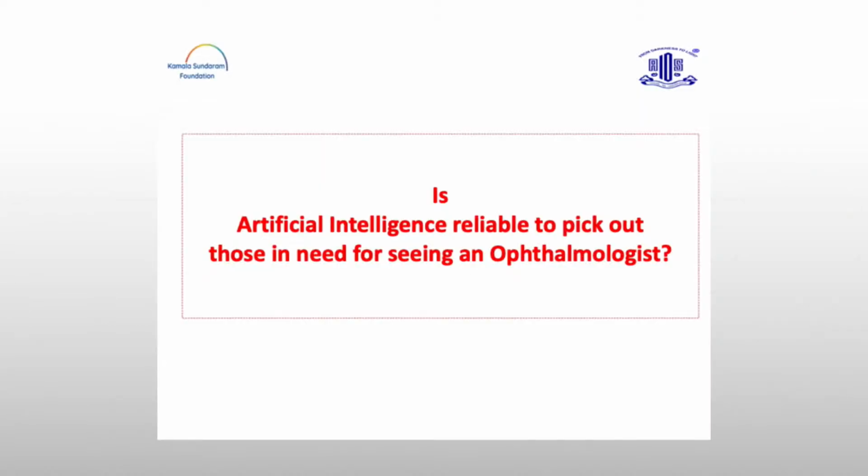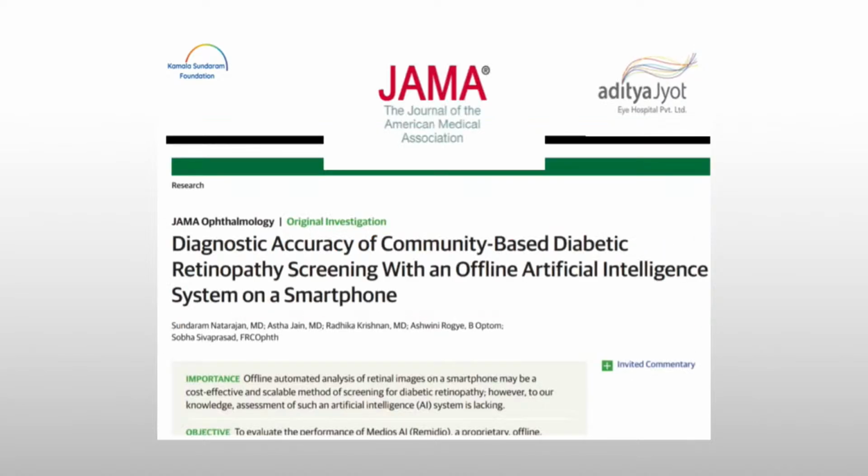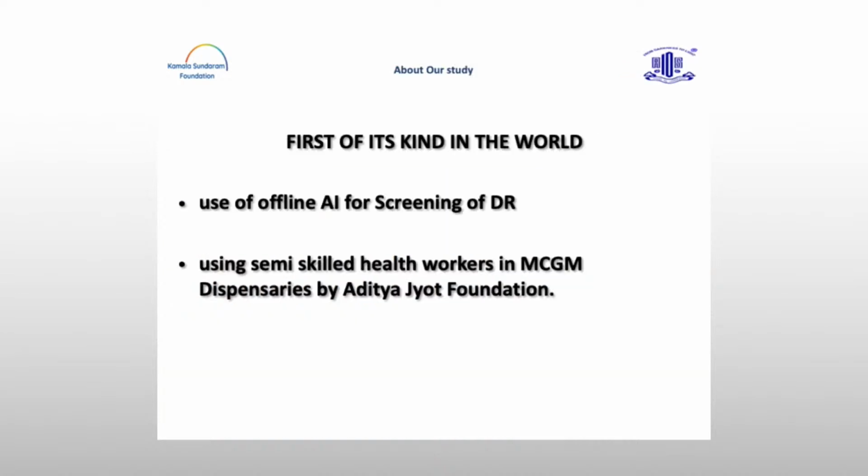So we had this research question in 2017: is AI reliable to pick out those in need of seeing an eye doctor? And we published the answer in JAMA Ophthalmology in 2019, thanks to my co-authors: diagnostic accuracy of community-based diabetic retinopathy screening with an offline AI system on a smartphone. And there was a commentary given by Alvin Liu from Johns Hopkins, and there are several presentations at the American Academy saying this should not be the future, it should already be there, where they called it the future of ophthalmology in one of the symposia.